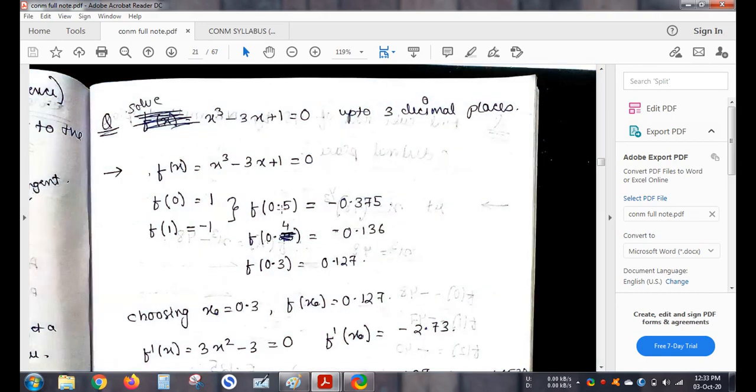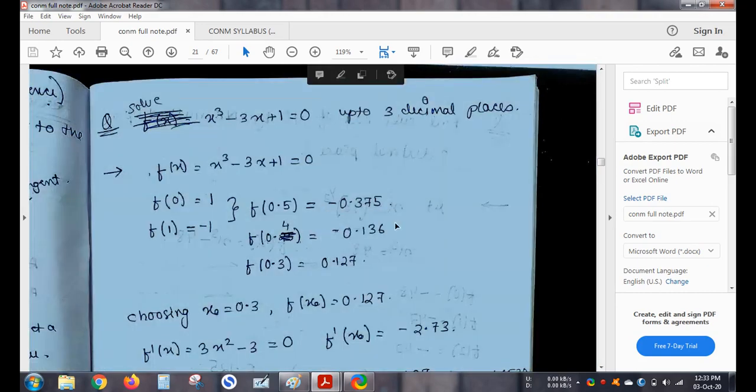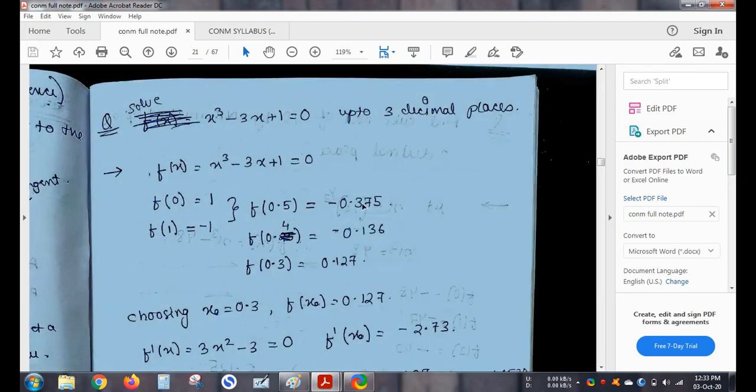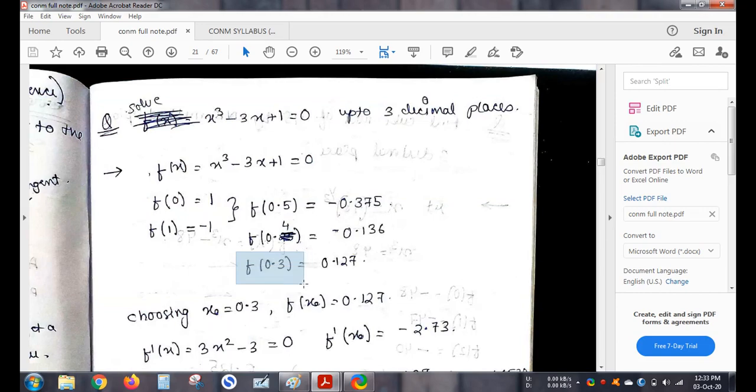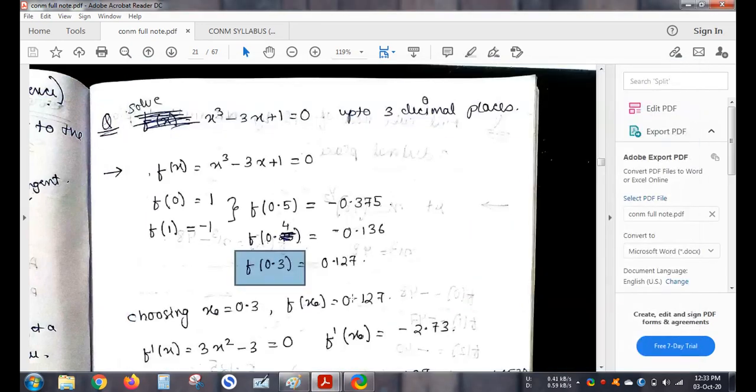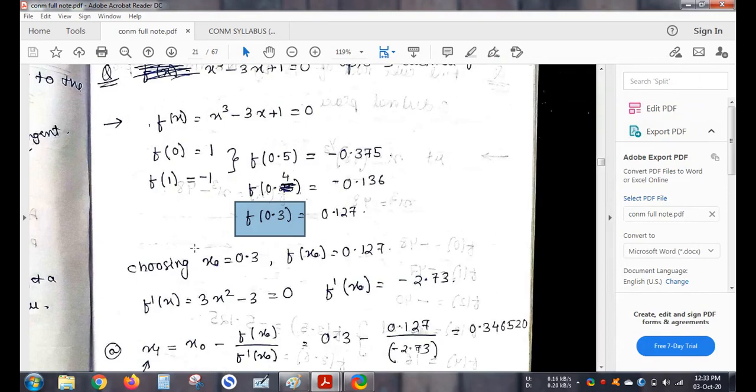So let's try with 0.5. I found this value. At 0.7 I found this value. At 0.3 I found this value. As you can see, 0.127 is closer than 0.136 or 0.137. So I can assume that this is my initial value, isn't it? So this is my initial value. So this is my x naught.